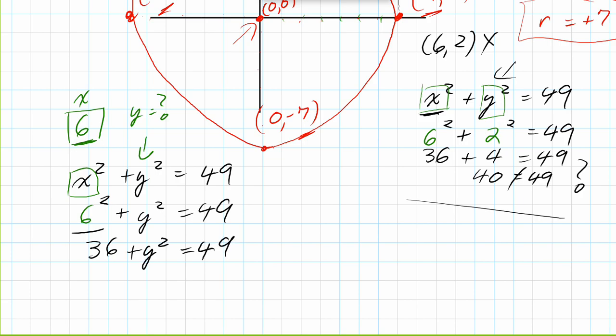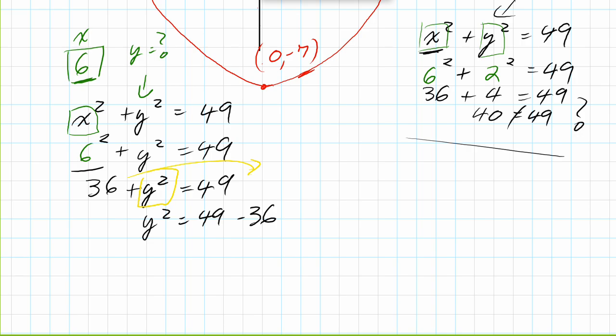The goal here is to isolate for y. We've got to get y by itself. So I'm going to move 36 over to the other side. Y squared is equal to 49 minus 36, which is 13, I think. I think that's right. And then this is the neat part. This is where our square roots actually become important. I got to get y by itself, so I still got to square root both sides of the equation. These square roots create an exponent of 1, and on the right side, I get the square root of 13.